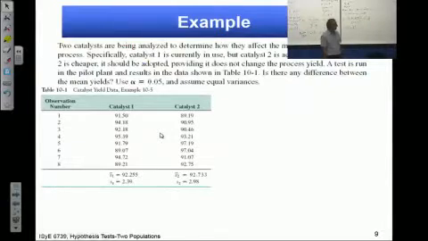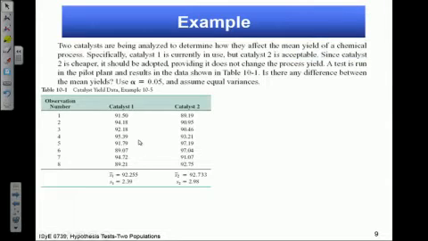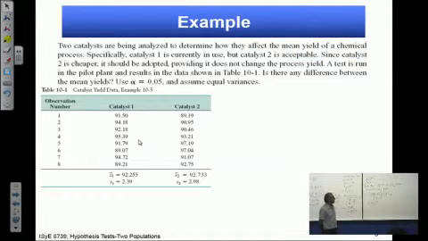Anyways, so we have two catalysts that are being analyzed to determine how they affect the mean yield of a chemical process. So two catalysts represent two different populations. Catalyst 1 is currently in use. Catalyst 2 is acceptable. And we know that Catalyst 2 is cheaper. We want to see if their performance is equal or not. If they are equal, we are going to go with what? With the cheaper one.